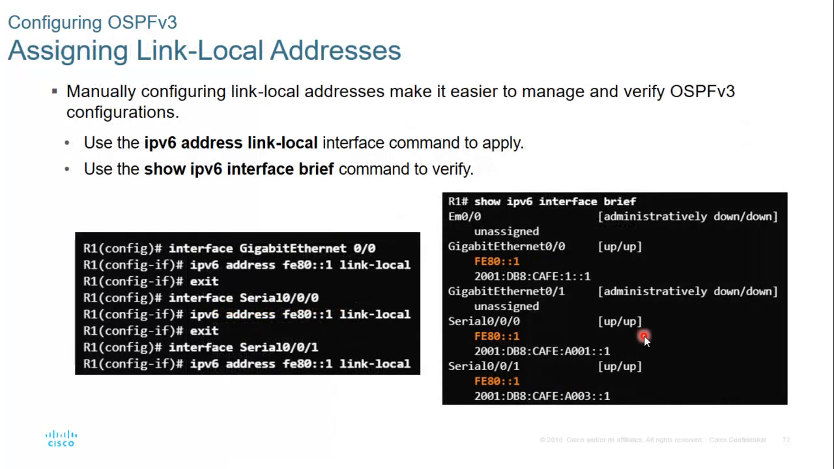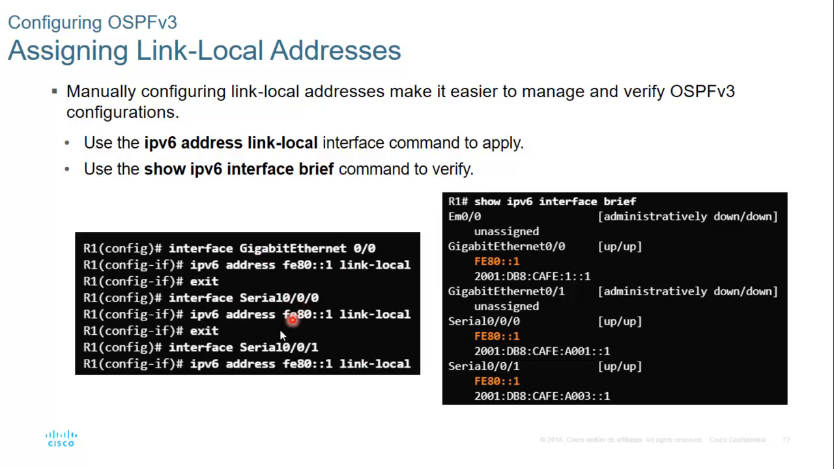Manually configuring link local addresses makes it easier to manage and verify OSPF version 3 configurations. You put in your own so that you know what is going where. Use the IPv6 address link-local interface command to apply. So if you go into the interface, interface GigabitEthernet 0/0, and then IPv6 address, and then the link local address that you want, say that this is the link local address that this interface is going to use.